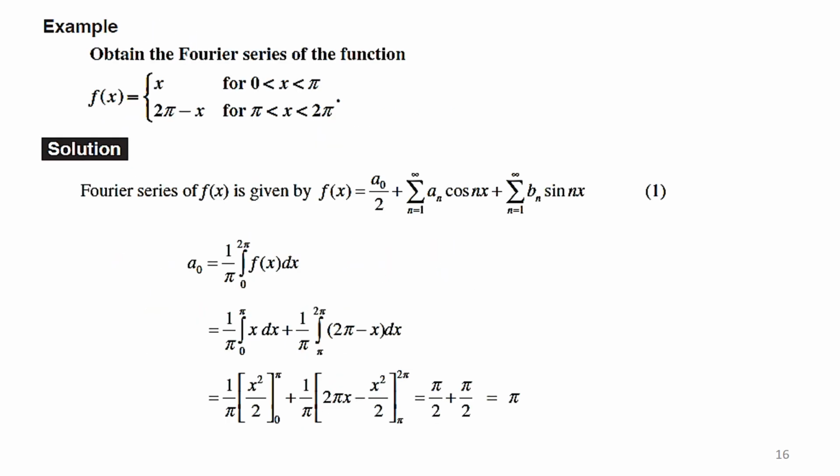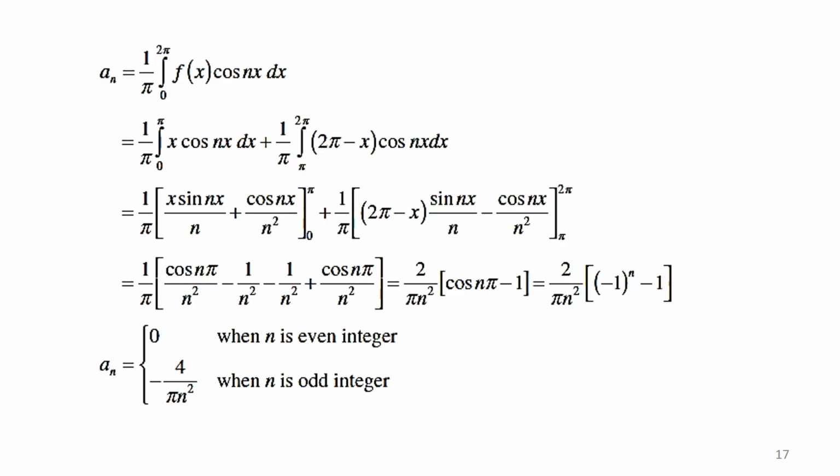Here, f of x is x in 0 to pi, and 2 pi minus x in pi to 2 pi. The same way you will get the formula for a naught. You have to find it for 0 to 2 pi, so you will split the interval as 0 to pi and pi to 2 pi. For 0 to pi, f of x value will be x, and for pi to 2 pi, f of x value will be 2 pi minus x. And integrate x, you will get x square by 2. Integration of 2 pi minus x, you will get 2 pi x minus x square by 2. Substitute the values, and you will find the answer for a naught. For a n, in the same way split the interval: 0 to pi x cos nx dx, pi to 2 pi 2 pi minus x cos nx dx.